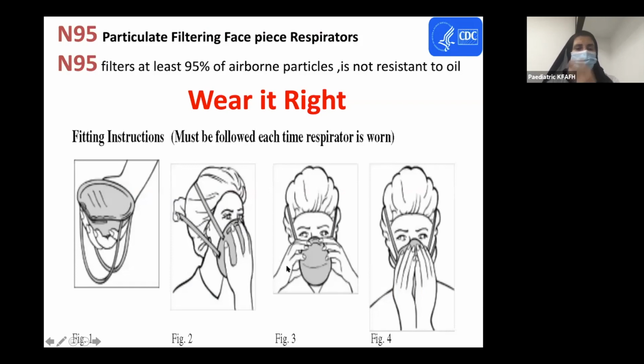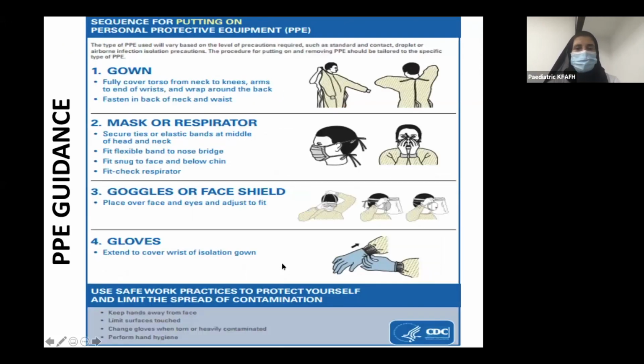So how to wear it, it's very important to take the lower string, you cup it in your fingers, and then you pull it to the back of your head, and you make sure that it's fitted well. And donning and doffing is very important. So you put on first the gown, then the mask, then the goggles or the face shield, and after that, the gloves. And in between, you should use alcohol rubs.